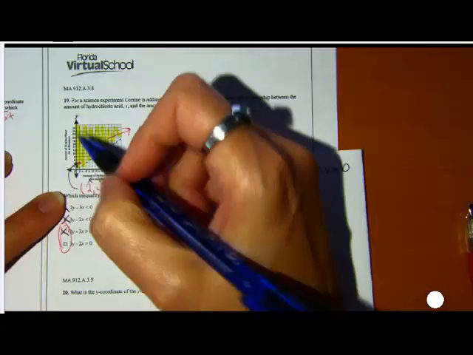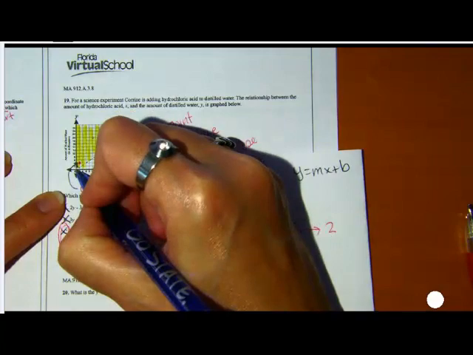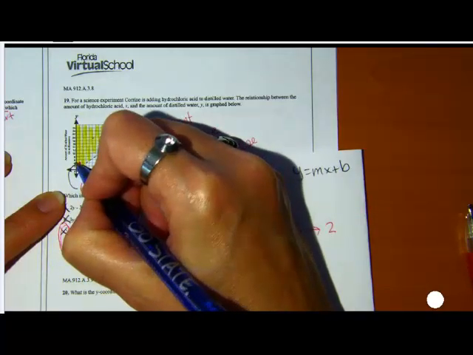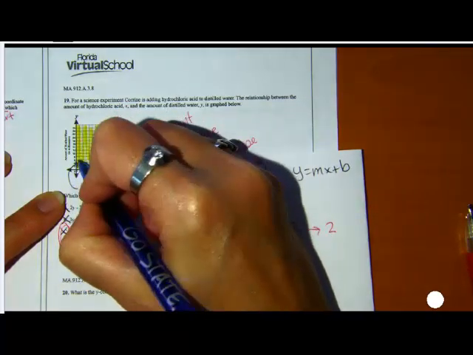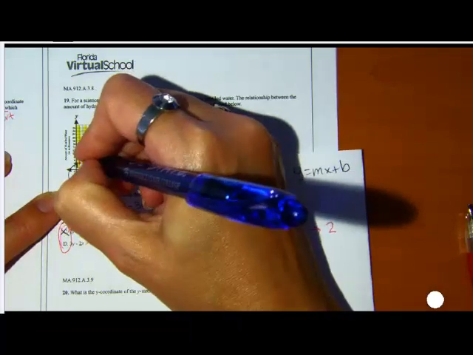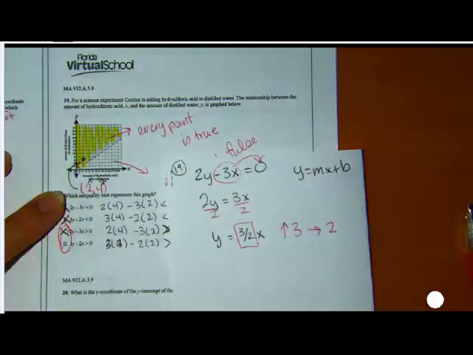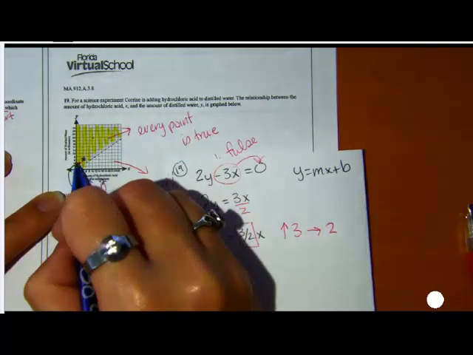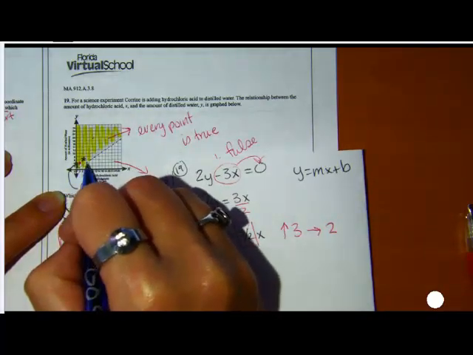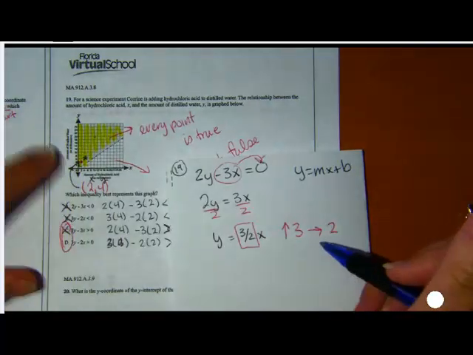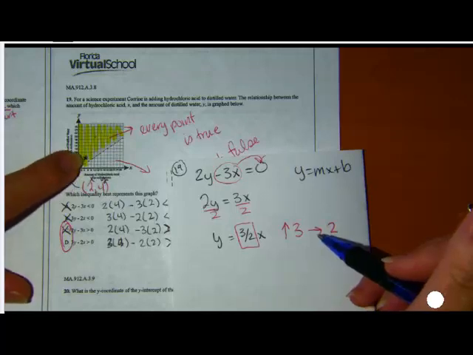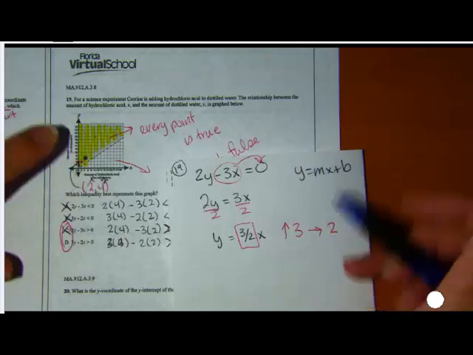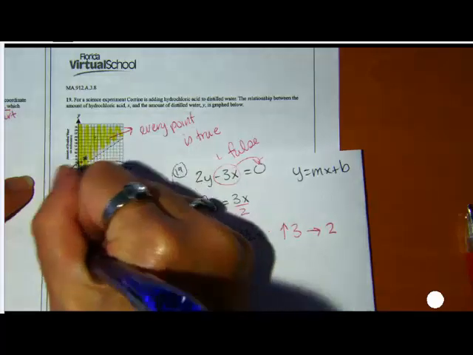So starting at 0, if I go up 3, I go 1, 2, 3, and then over 2, 1, 2. I hit this point right here, which is not on the line. It's going up 2 over 3. But you see how that didn't work when I went up 3 and over 2? I'm not on the line. If I'm not on the line, it's not that point, so it has to be D.